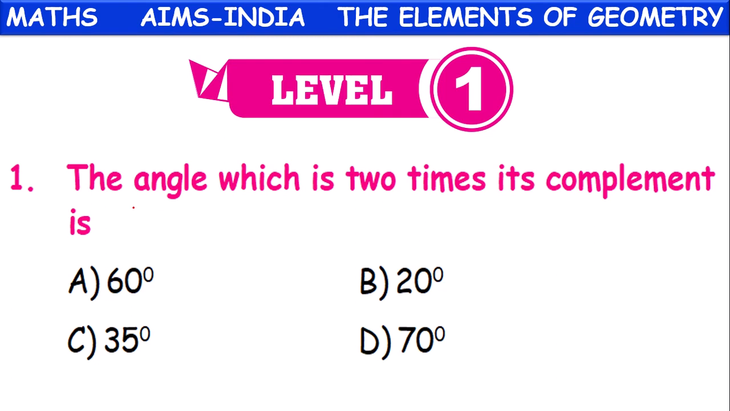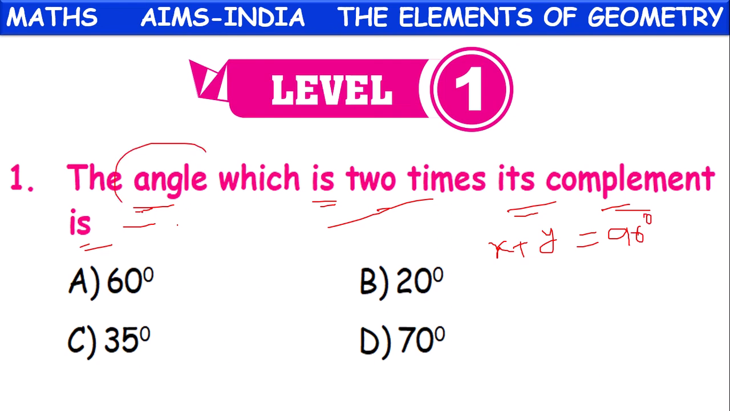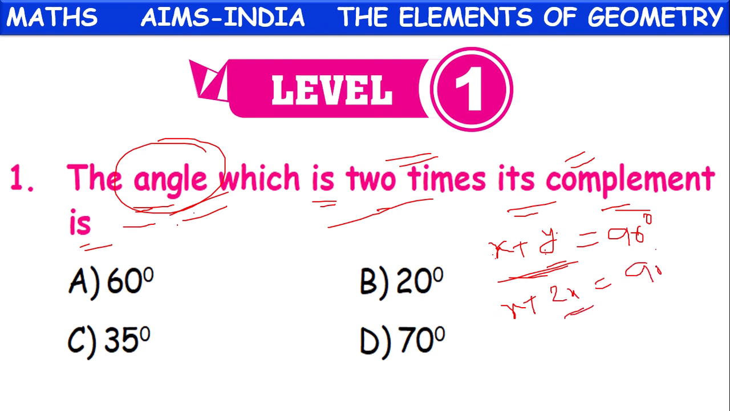First question, the angle which is 2 times its complement is dash. Actually, two angles are said to be complement if their sum is equal to 90 degrees. So they have given in the question that one angle is 2 times of its complement. If x plus y is 90 degrees, they are complement to each other. But they are telling one angle, suppose y, let y be 2 times of its complement, x. We can take 2x because y is 2 times of its complement.